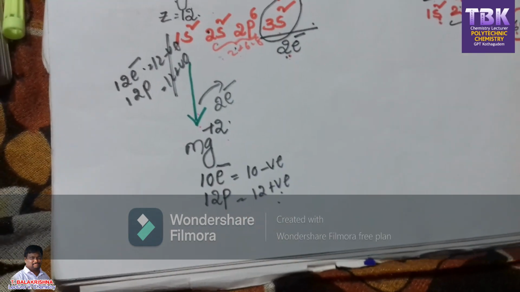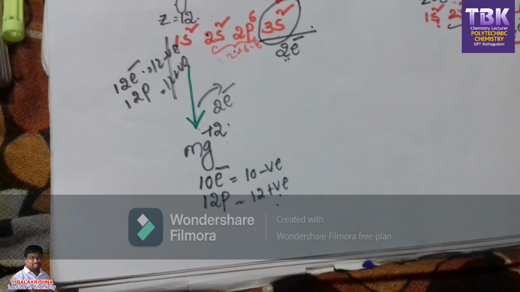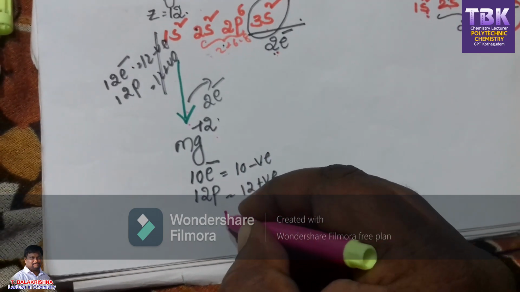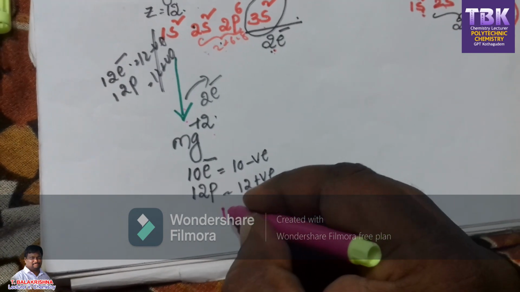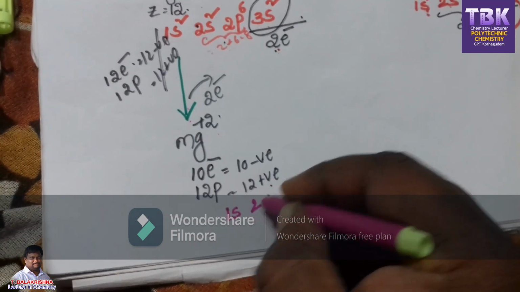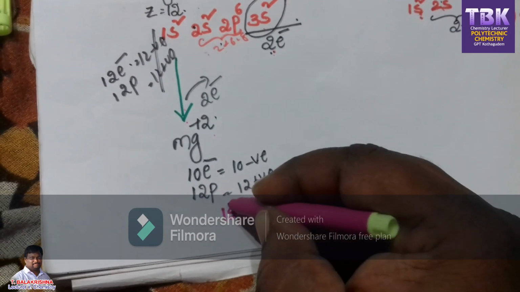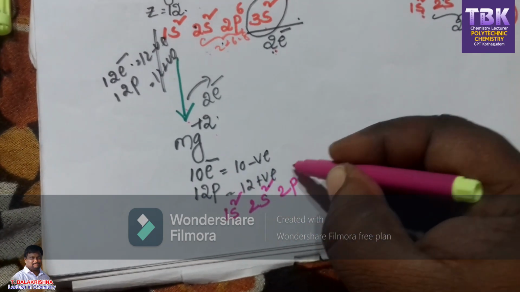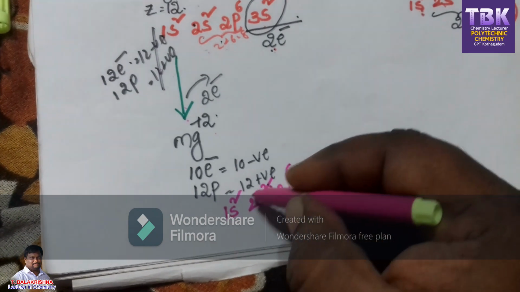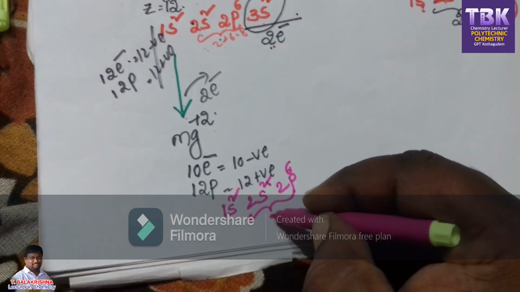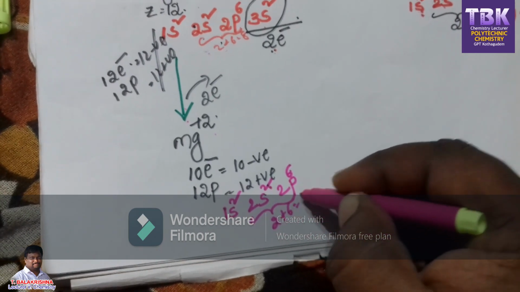So it has 10 electrons. What is the electron configuration? 10 electrons means write in the increasing order of energy of orbitals: 1s, 2s and 2p. Fill the electrons: 2 electrons, 2 electrons and 6 electrons. 6 plus 2 is 8, 2 plus 2 is 10. So which one is the outermost orbit? This one. How many electrons? 2 plus 6, 8 electrons.